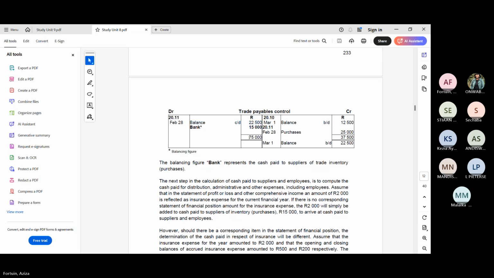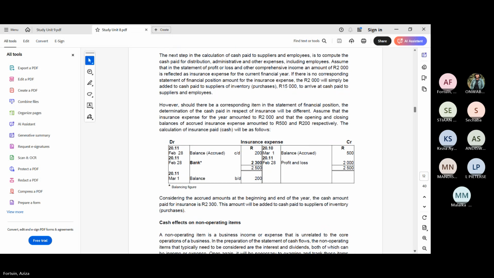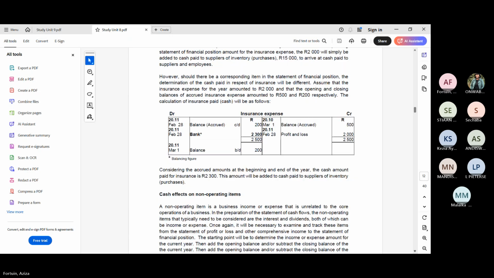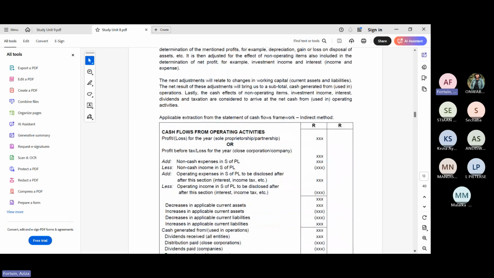Yes. Now let's just move on here. Okay, you can see this is an accrual. An accrual is a liability account. That is why the balance brought down is on the credit side and the carry down is on the opposite side. As simple as that.